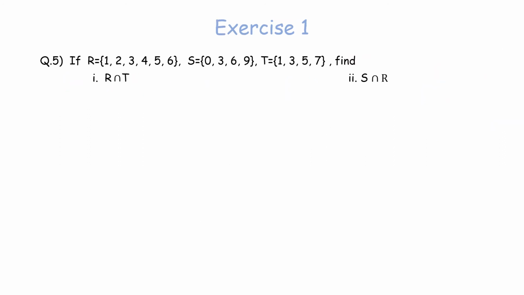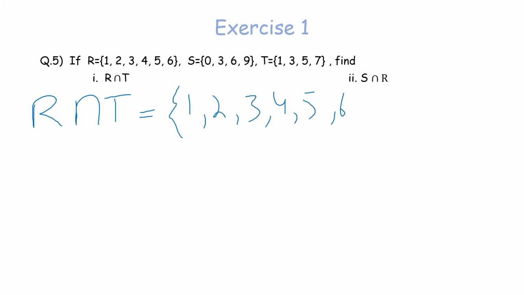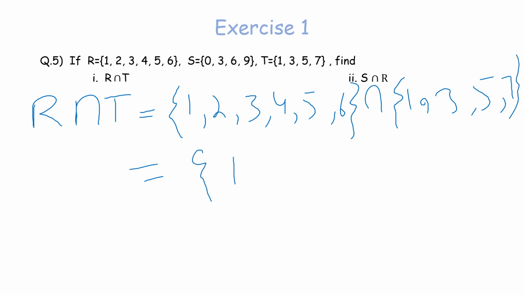Then we have three sets here, R, S and T, and you have to find R intersection T and S intersection R. So first we will solve the first one, that is R intersection T. What is R? 1, 2, 3, 4, 5, 6. Intersection T, 1, 3, 5 and 7. What is the common element? 1 is present in both, 3 and 5. So this is the intersection. Only 1, 3 and 5 are common elements in both sets.